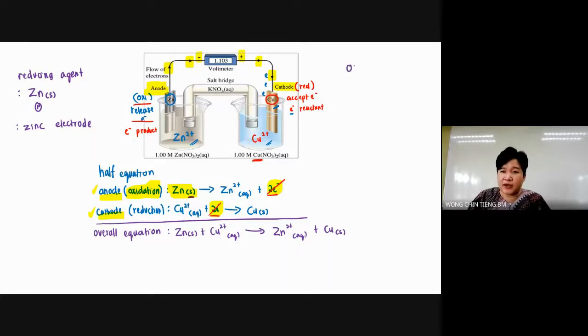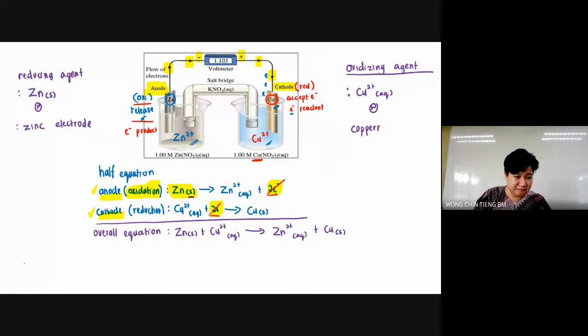And therefore, vice versa, oxidizing agent, the one that undergoes reduction, cara paling senang tak payah guna ayat. Copper 2+ aqueous. Okay, tu cara paling senang. Fasa semua kena ada, charge semua kena ada. Kalau nak tulis juga dalam bentuk ayat, okay, tulis. Tapi make sure kena ada 2+. So copper 2+ ion aqueous. Tak payahlah gigil sangat. Tulis yang ni je. Okay, that is how we label reducing agent and oxidizing agent.